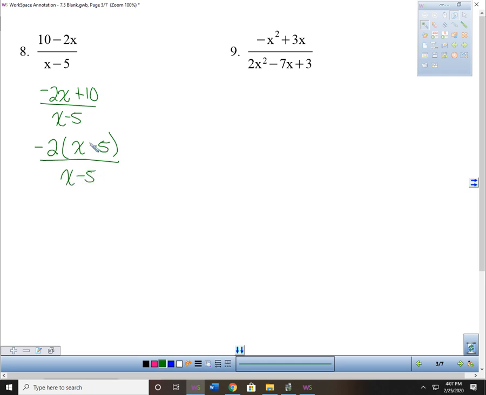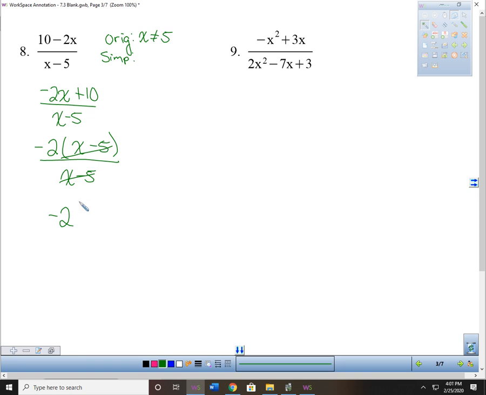We can't factor it anyways. So the only thing from my original expression on the bottom is x minus 5, so that means x cannot be 5, right? 5 minus 5 gives me a 0 down here. So if I go ahead and simplify, I can cancel the x minus 5 on top and bottom. All I have left is negative 2.